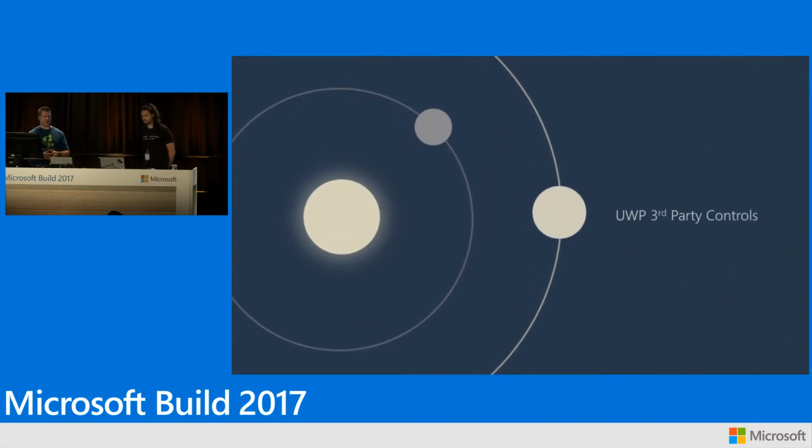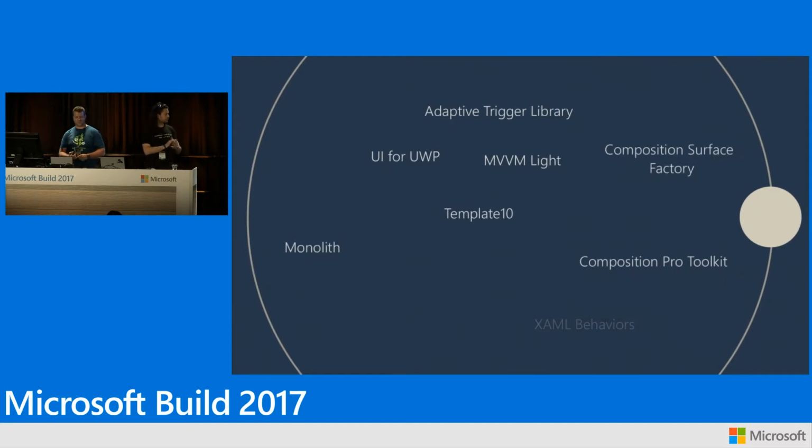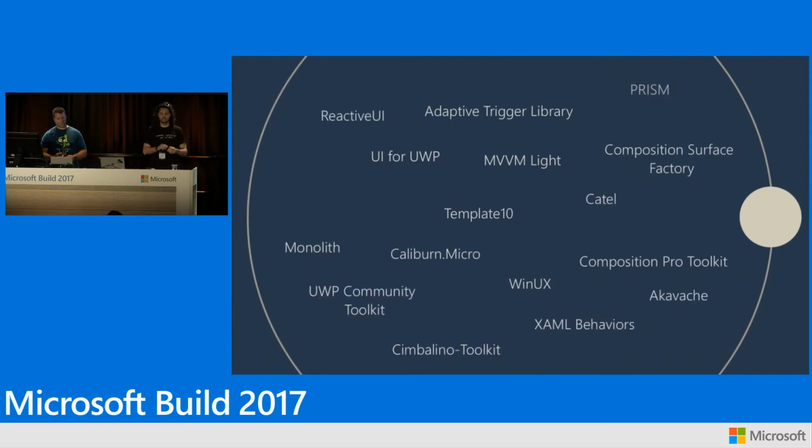All right, so let's start back at the beginning. The clearest option here, which is obviously third-party controls, either from ourselves like Telerik or from third parties, or within Microsoft controls like the UWP Community Toolkit. But that being said, there's a huge ecosystem. These are just a small number of libraries out there. All of these are open source.